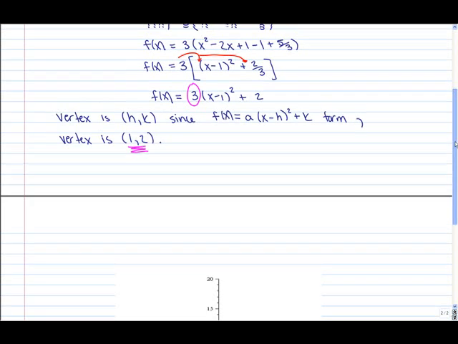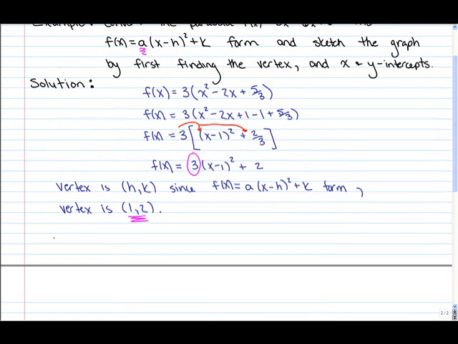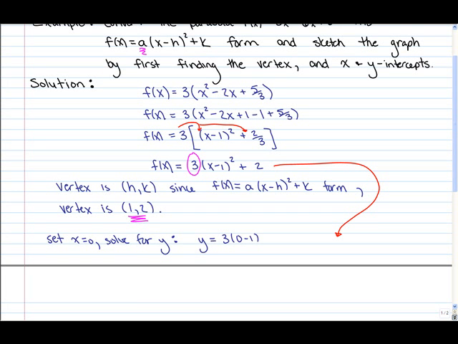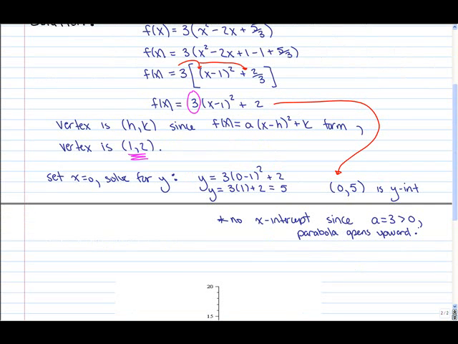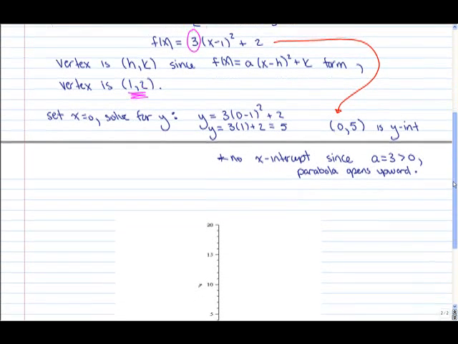So we have no x-intercepts, but what about the y-intercept? Well, the y-intercept is when we set x equal to 0 and solve for y. So with our function, we get y equals 3 times (0 minus 1) squared plus 2. This reduces to y equaling 3 times 1 plus 2, where y is then equal to 5. So the point (0, 5) is your y-intercept. And again, we have no x-intercept since a is equal to 3, which is larger than 0. This suggests that your parabola opens upward, which means we would never cross the x-axis since your vertex is at (1, 2).